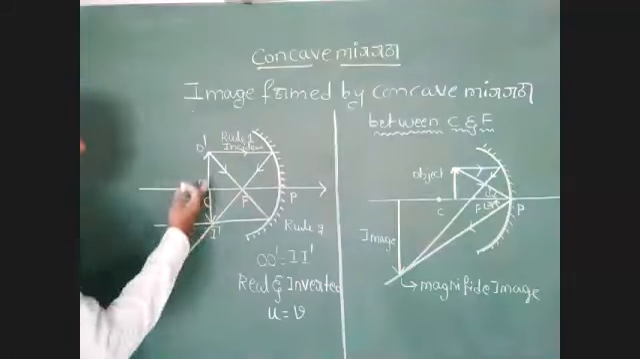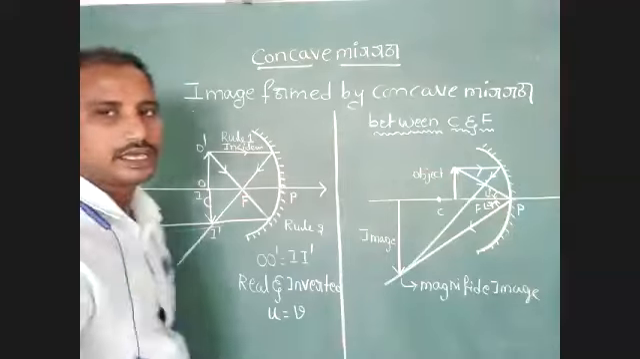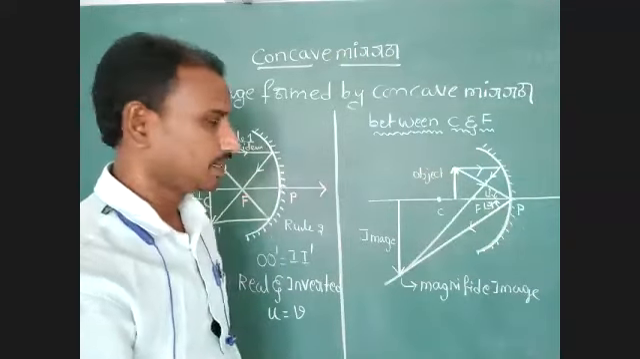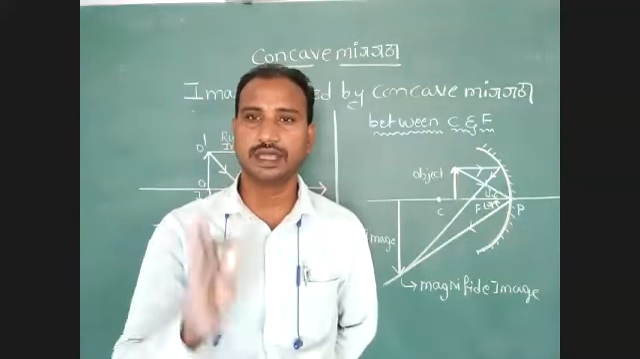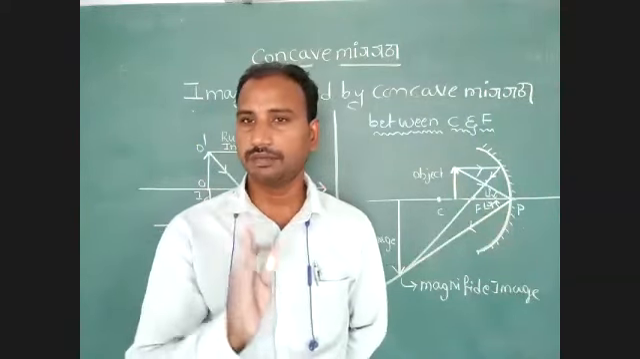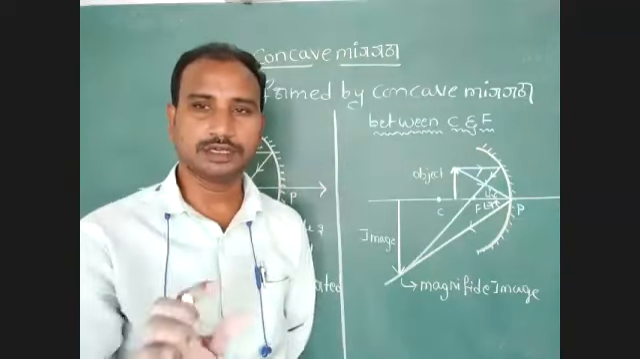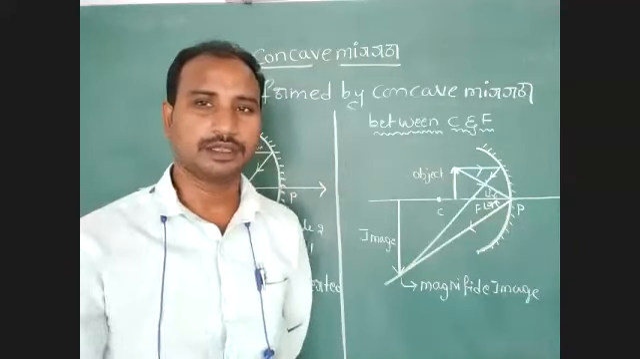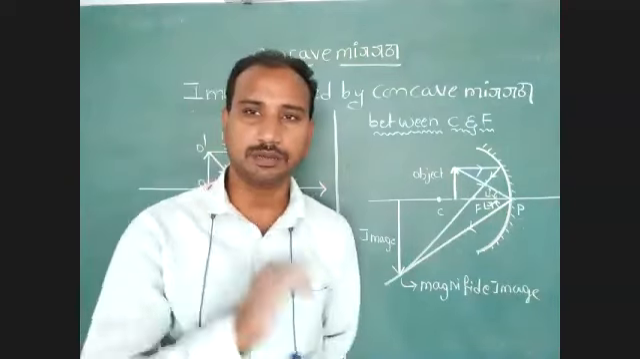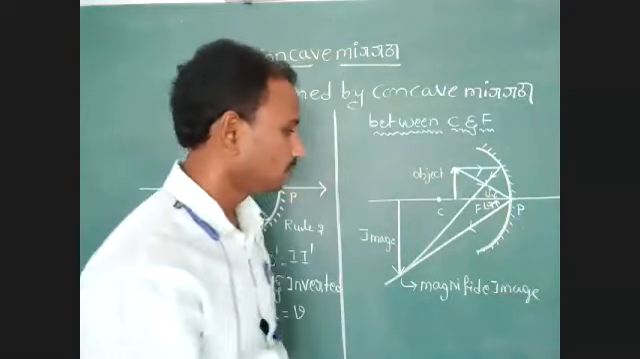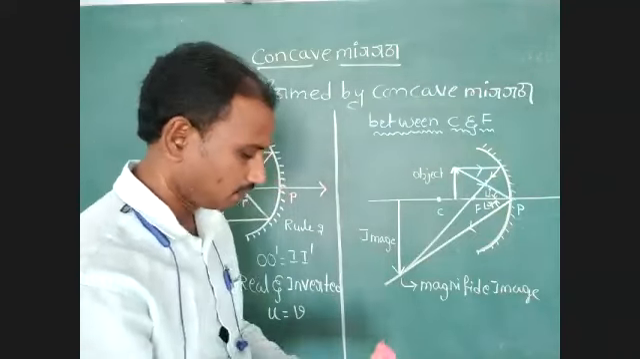So what about this image? Here the size of the image is less than the size of the object. We can consider that the image is a diminished image. Diminished means small size. If the size of the image is less than the size of the object, then the image is a diminished image. Just identify that this image is a magnified image.